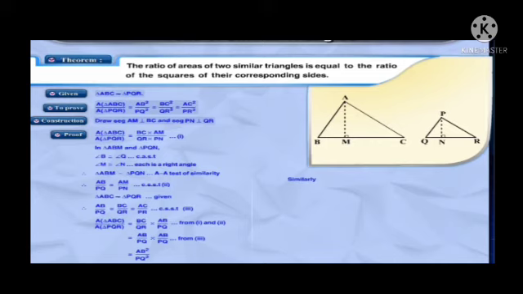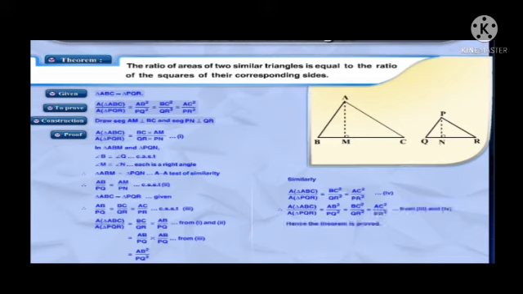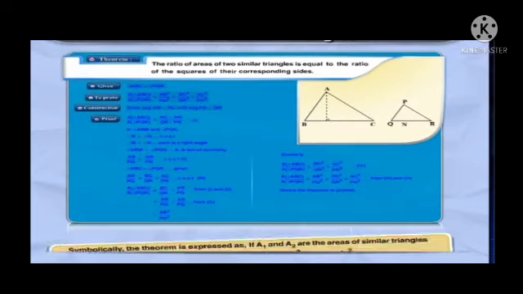Similarly, students, we can prove further. Area of triangle ABC upon area of triangle PQR is equal to BC square upon QR square is equal to AC square upon PR square. Let's consider this as 4. Therefore, area of triangle ABC upon area of triangle PQR is equal to AB square upon PQ square is equal to BC square upon QR square is equal to AC square upon PR square from 3 and 4. Hence, the theorem is proved.